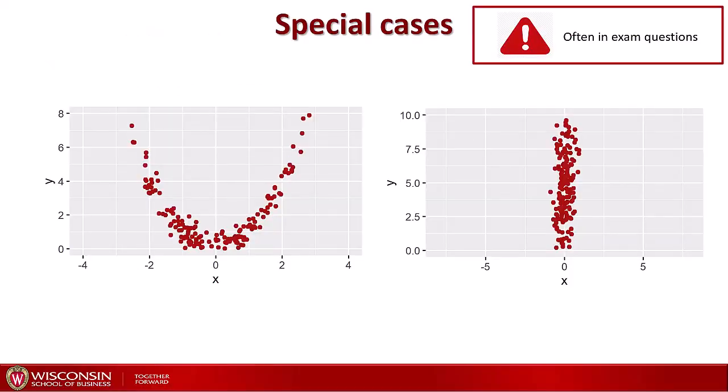Here are two special cases that often create confusion, but they are actually pretty simple, so they shouldn't. What do you think are the correlations in these two graphs? In the first graph, on the left, there is definitely a strong relationship between the two variables. If you give me the value for x, I should be able to guess what the value for y is a lot better than if I didn't know x. So there is a relationship.